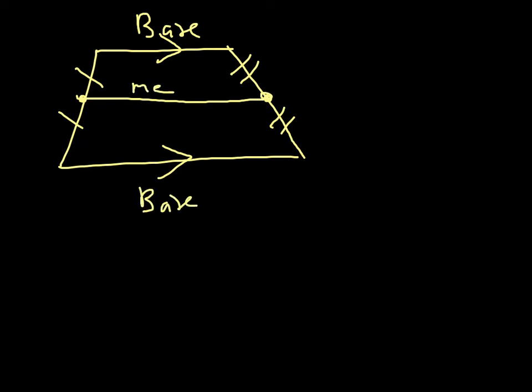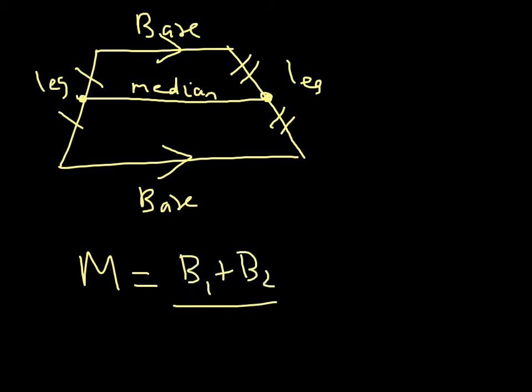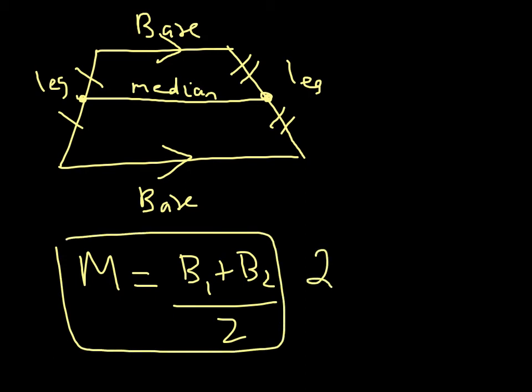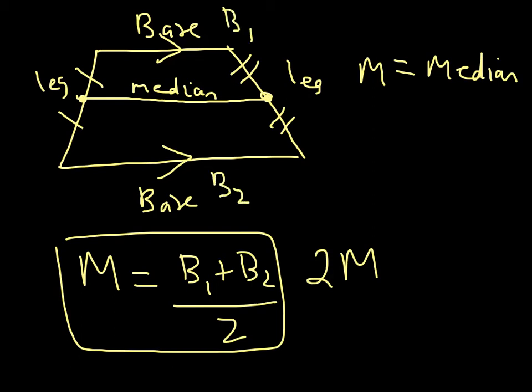So this segment goes to the midpoint of the leg, so this is one leg, and the other leg on the other side, with the bases on the parallel sides. The theorem is the median is the average of the bases. Well, average is adding 2 numbers and dividing by 2. Or by cross multiplying, we can say 2M equals B1 plus B2, where M is the median, and B1 and B2 represent the bases. It doesn't matter which base is B1 and B2 in the formula.